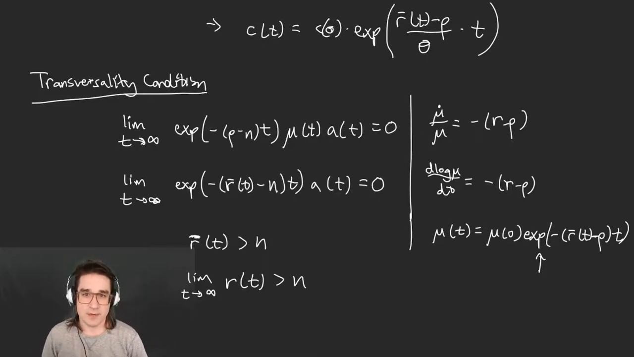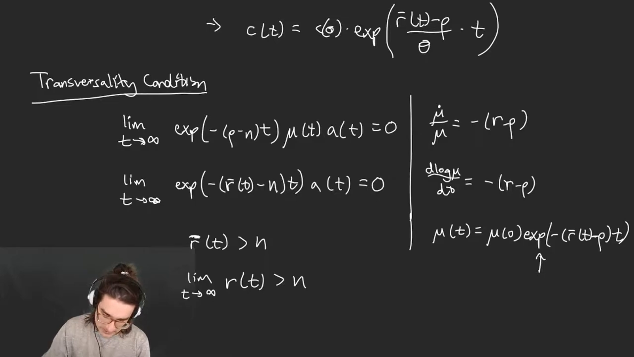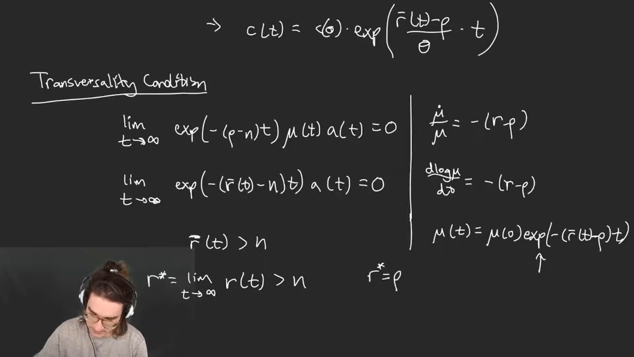That's good enough. Now, remember what we found in steady state: r equals rho. R star, if you want, the limit. Let's call this the limit, sort of the limit steady state, depending on where we end up.